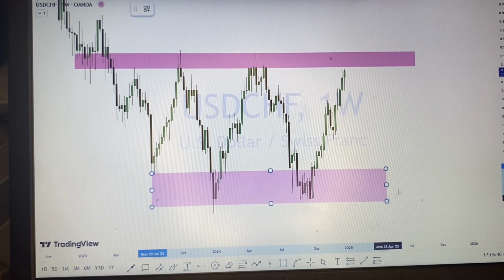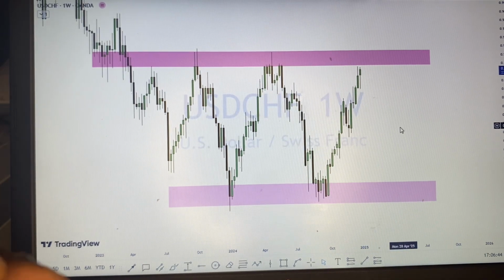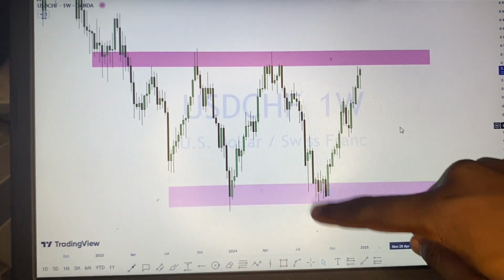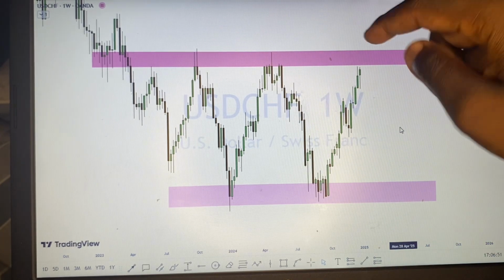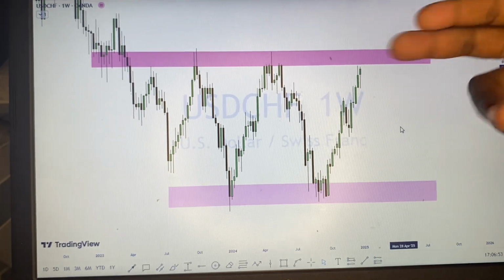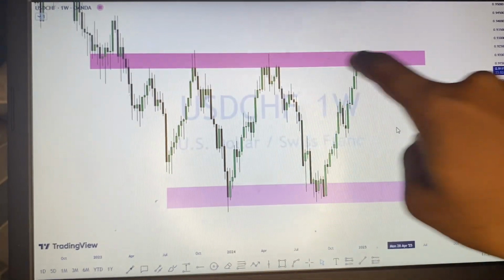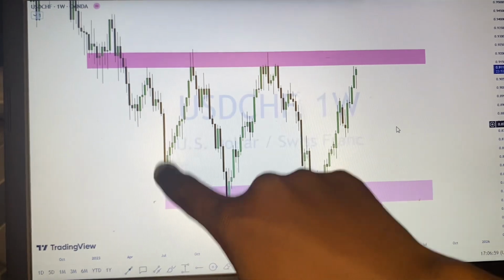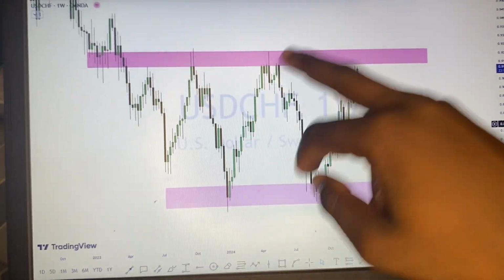My resistance level is at the top. My resistance level is the level that resists price, the one on the upper hand. So this level right here, when price touches it, you see it touches it, goes down, touches it, goes down, touches it, goes down. So that is my resistance level.